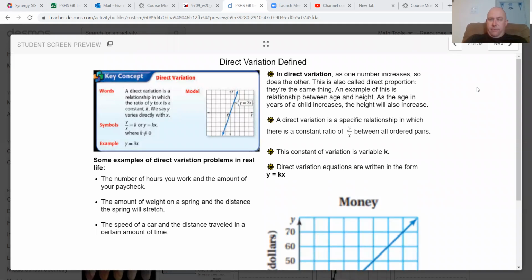This is the video for 11.2. This is direct variation. Within this lesson, we're going to look at two different types of variation, direct variation and also inverse variation. So the main points really is this part on the side here.